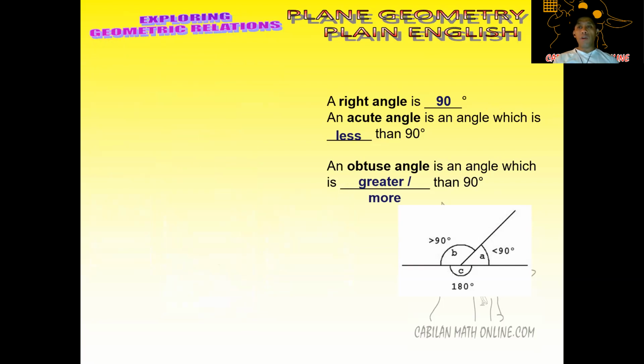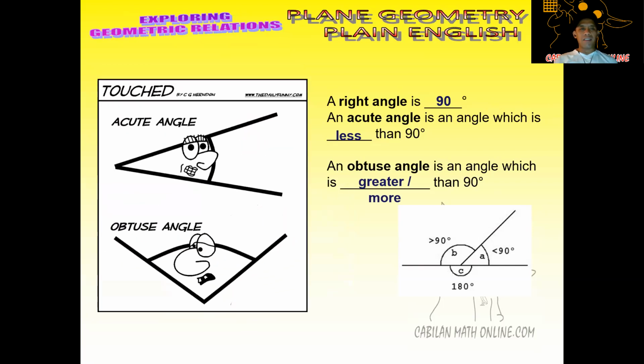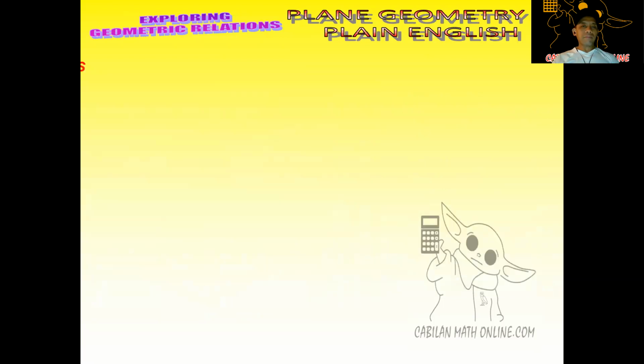All right, and a more comical version of that is something like this. As you can see, an acute angle is smaller than 90 degrees, and an obtuse angle is greater than 90 degrees. So just a lighthearted way to approach that.